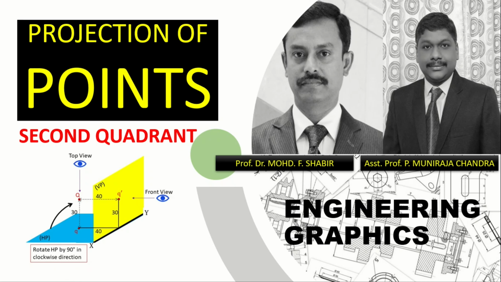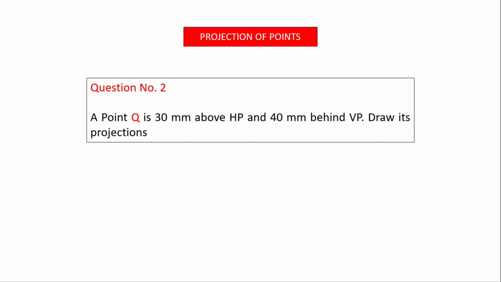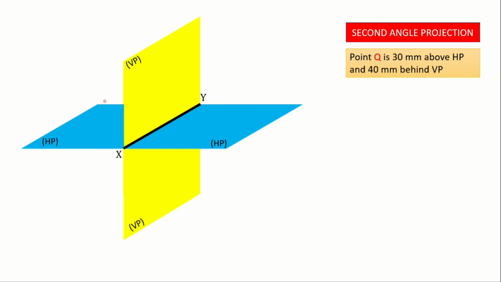I welcome you all. The topic discussed is projection of points in second quadrant. The question given is, a point Q is 30 mm above HP and 40 mm behind VP. Draw its projections. The point Q in space is 30 mm above HP and 40 mm behind VP.